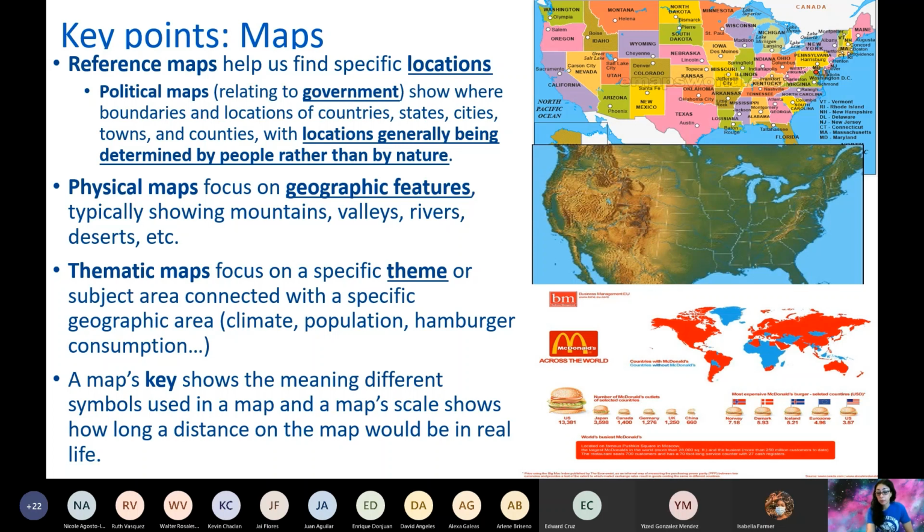Maps often have symbols that mean something on them, and those symbols are defined in the map's key, which shows what different symbols mean. A map's scale is something else that you'll find. It shows how long a distance would be in real life. So that is all about maps.